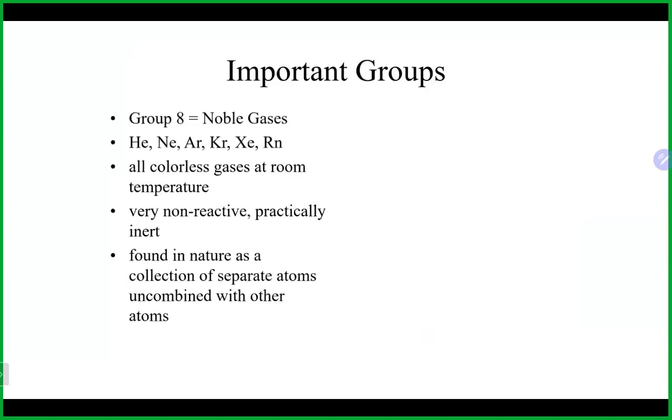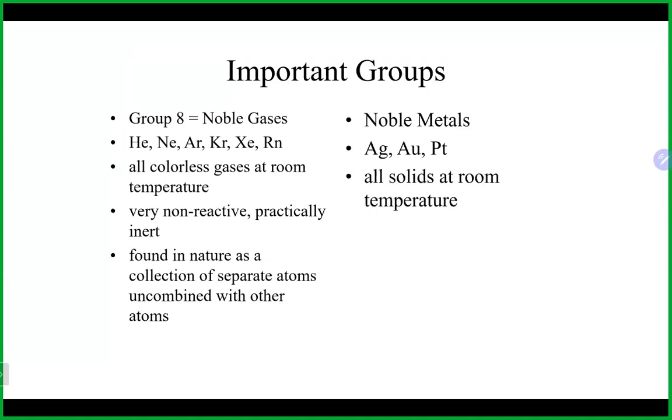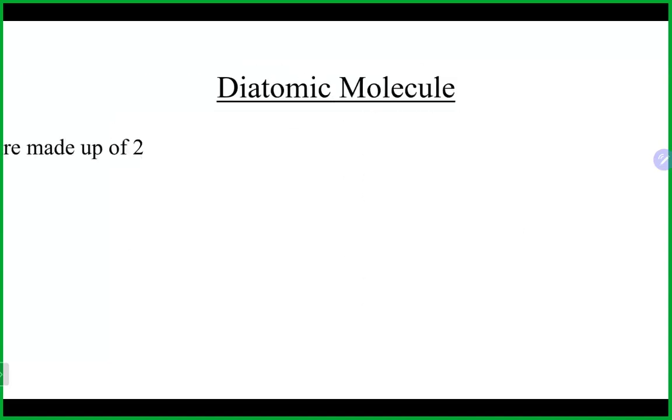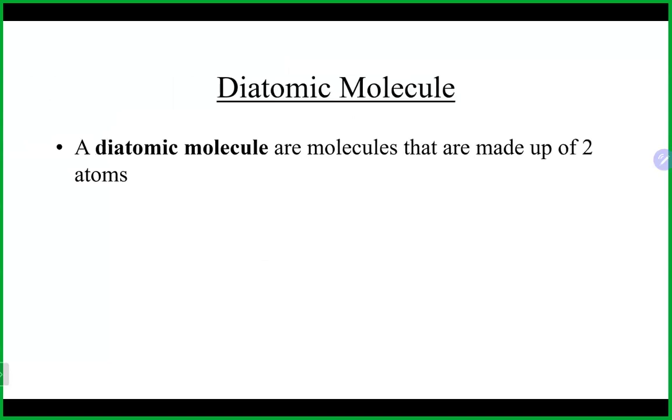Now, noble gases are what are referred to as being monoatomic. They do come as ones, basically. They're usually all colorless gases at room temperature. They're chemically inert. And again, our noble metals there, silver, gold, and platinum, are the least reactive of all the metals. Any questions on the periodic table?